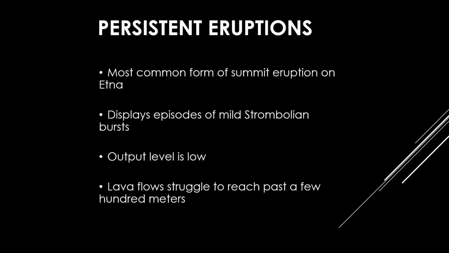Persistent eruptions are the most common form of summit eruption on Etna. This type of eruption displays episodes of mild strombolian bursts with large outflowings of lava, typically from the main vent or subsidiary vents. However, the level of output during these types of eruptions is low, with lava flows struggling to reach past a few hundred meters.